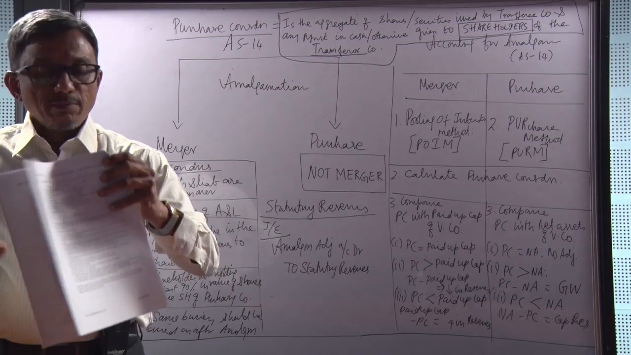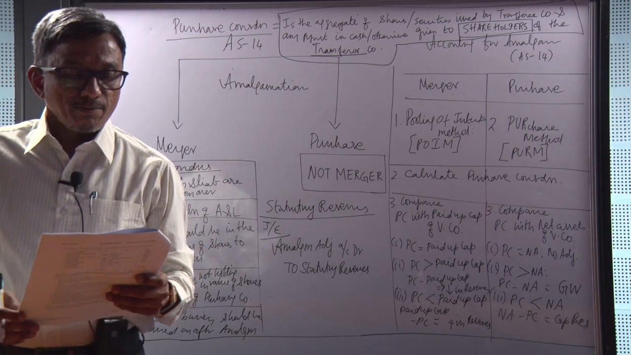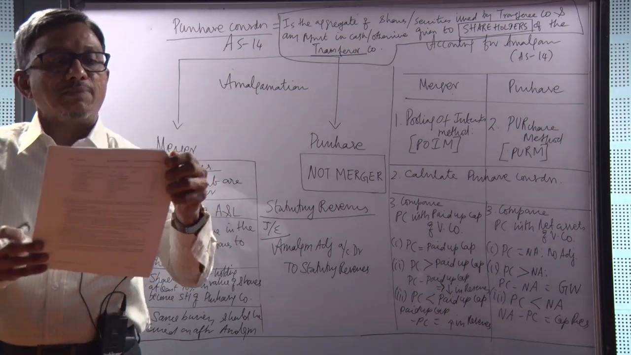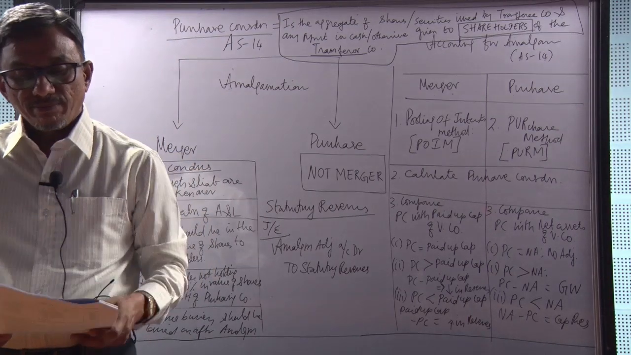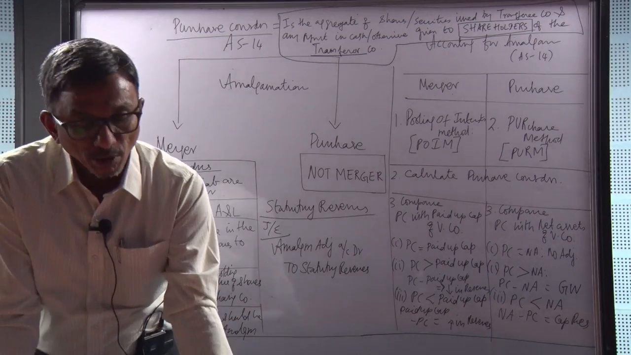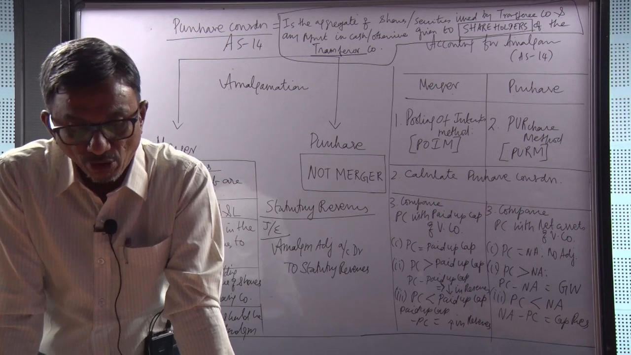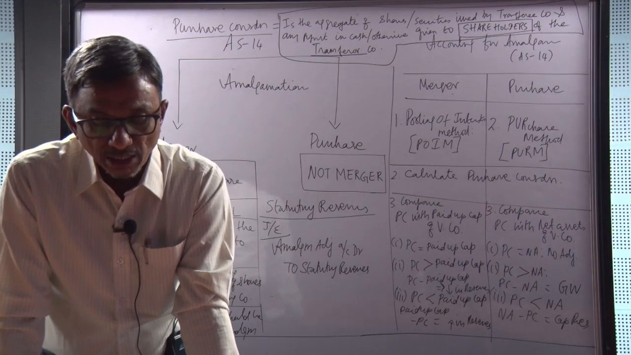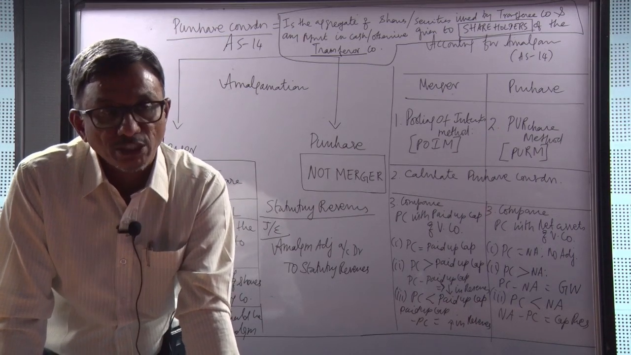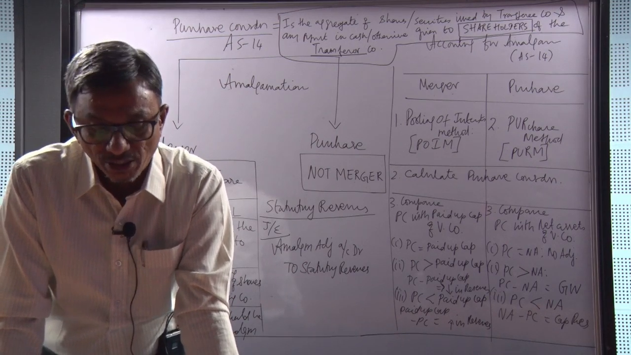Now, let us take page number 19, problem number 6. It's a very simple problem. If this problem comes in the exam, they may just give you only 5 marks, because this problem is just to calculate the consideration. See, as I told you, you need not know whether it is merger or purchase. Even otherwise, you will be able to calculate the purchase consideration.